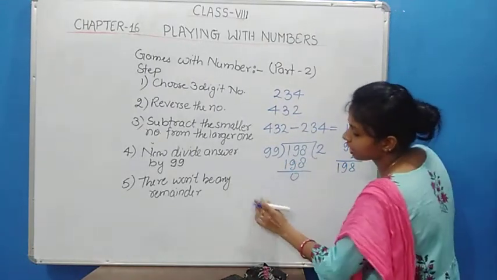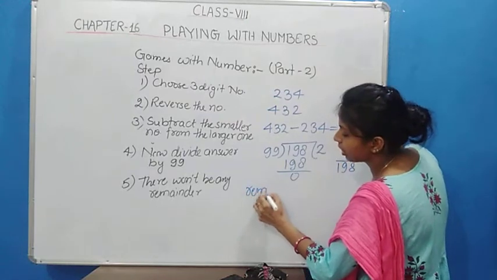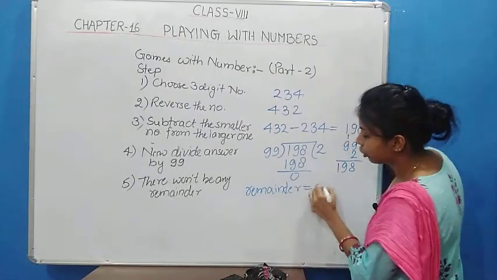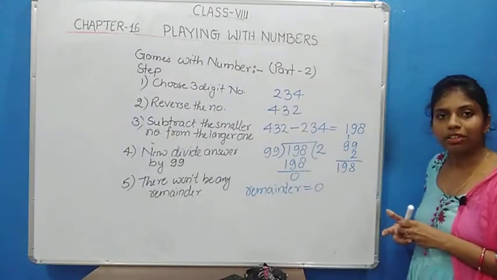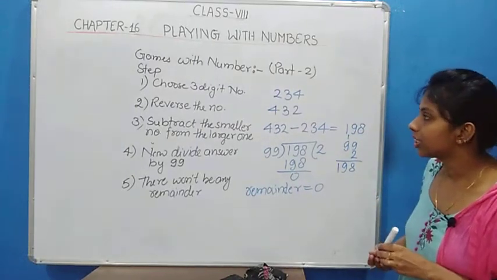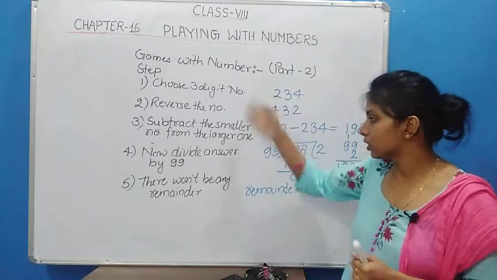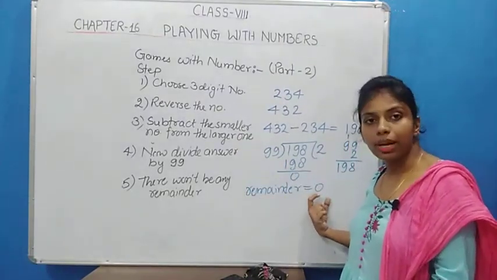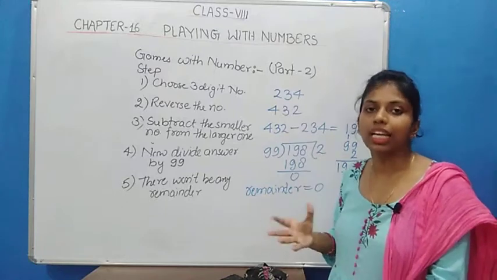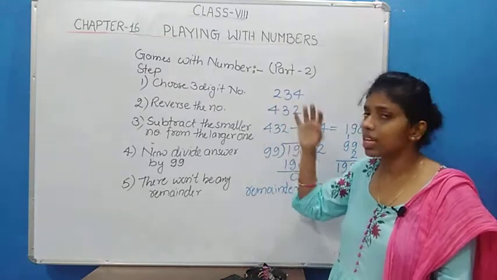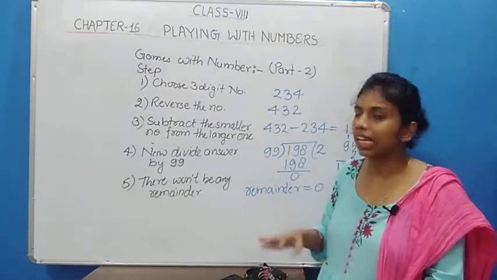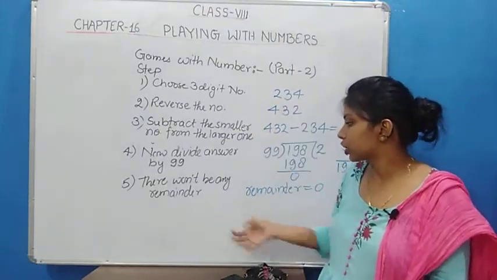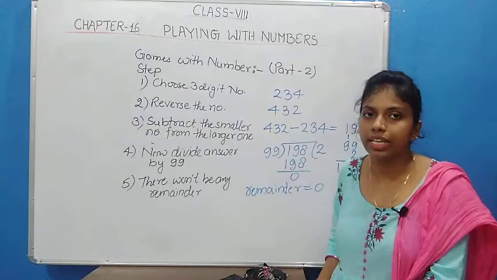Our fifth step says that whatever remainder we get must be 0. So of course our remainder is 0. This is a very interesting game, because if we follow these steps we always get remainder 0. You can choose any random 3-digit number, and if you follow this instruction, you always get remainder 0.